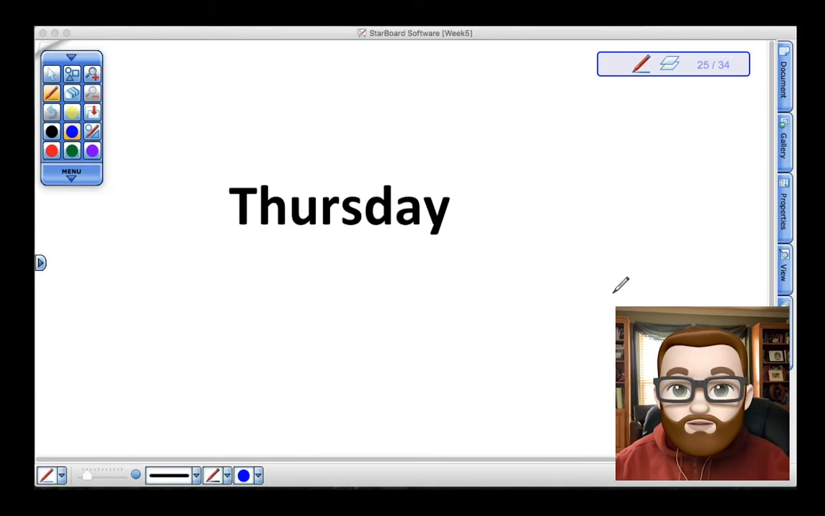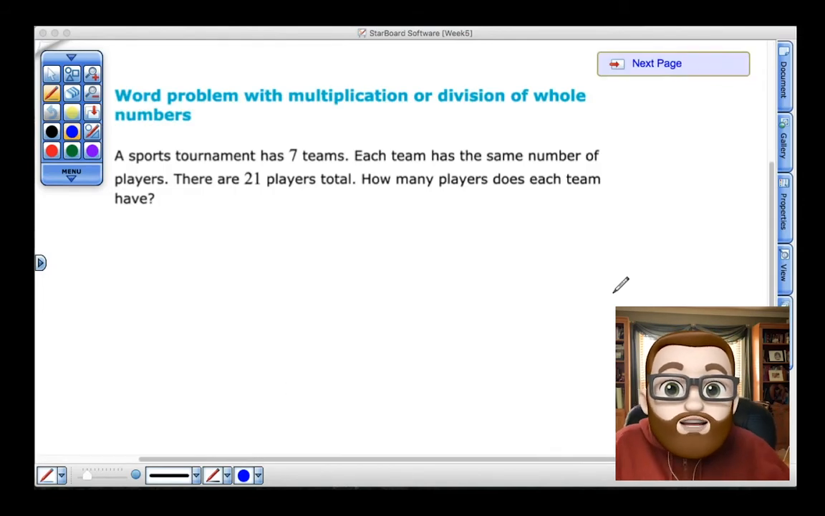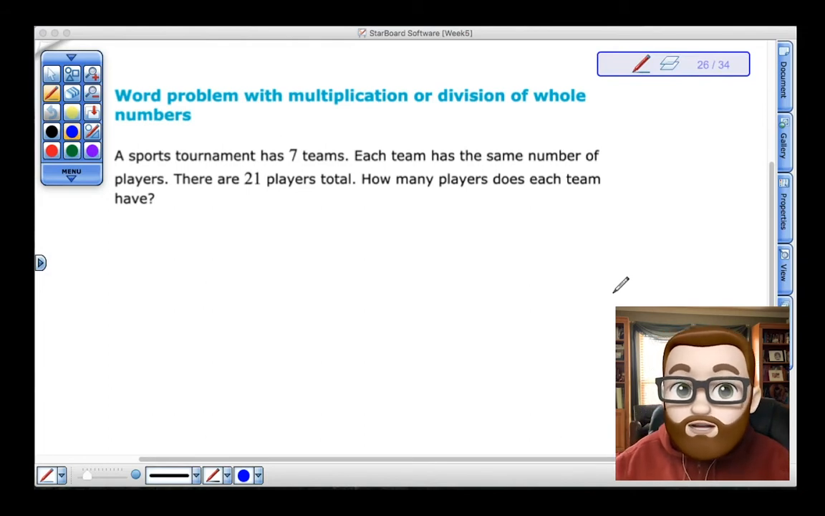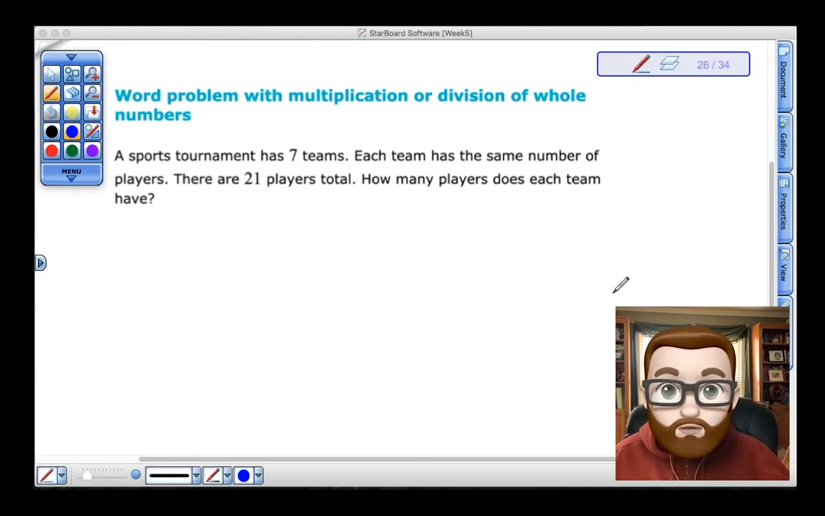Started. Today we're working on everyone's favorite word problems. And there's going to be 3 different varieties of word problems. Let's get started with the basic ones. These ones are going to be involving multiplication or division, and we're working with whole numbers here, so it's not too bad. So the first equation reads, a sports tournament has 7 teams.